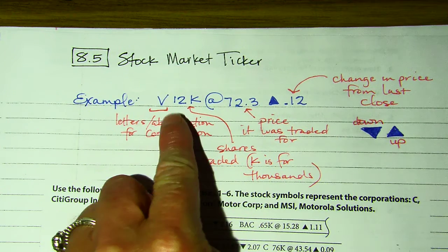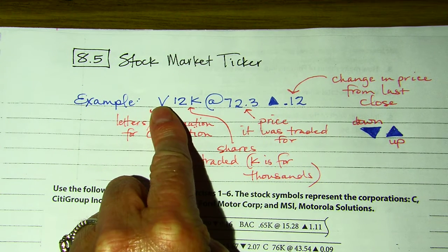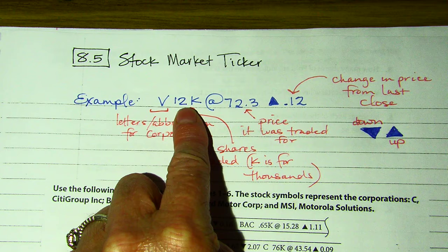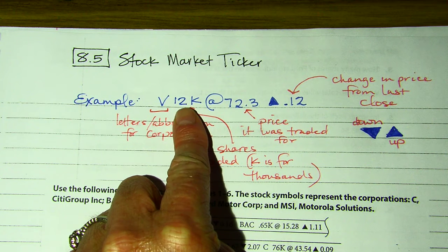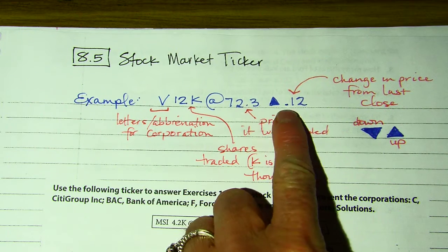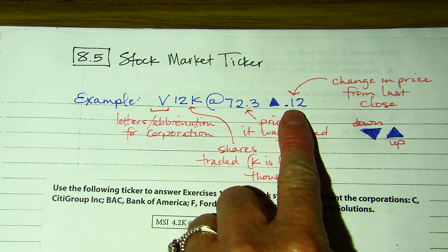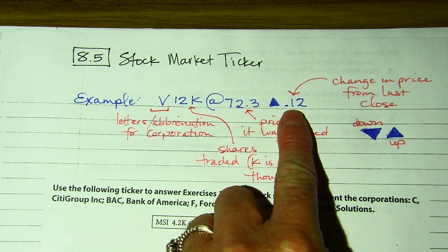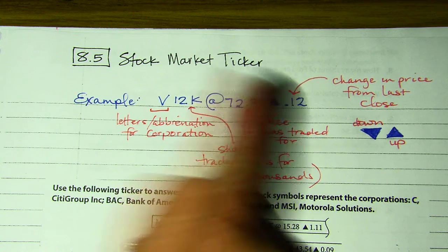So this is saying that for Visa, 12,000 shares were traded at $72.30 per share, and that's an increase of 12 cents from the last time it closed. So the price has gone up 12 cents.